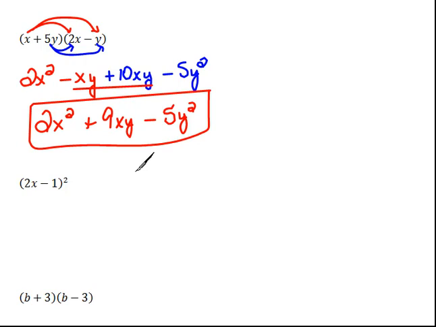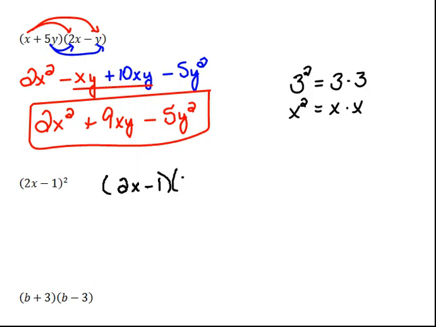Now for the next problem, you see that they say we have something squared. Well, let's think about what squared means. If we were to see 3 squared, wouldn't that mean 3 times 3? Or if we had x squared, that would mean x times x. So to square something, the true meaning of it is to multiply it by itself. So let's take that meaning and apply it to this binomial. This literally means 2x minus 1 times 2x minus 1.